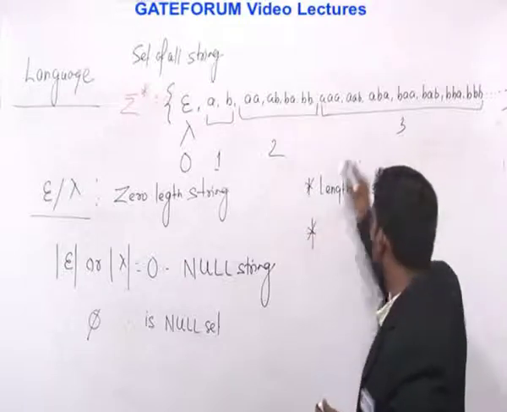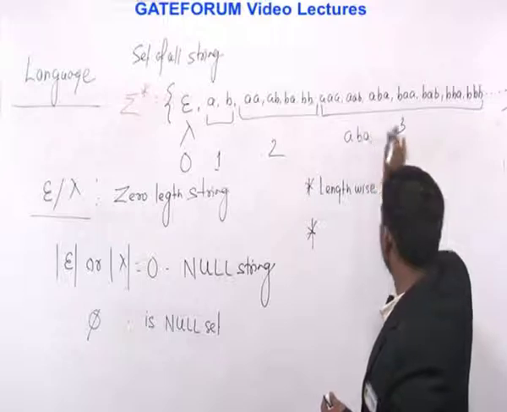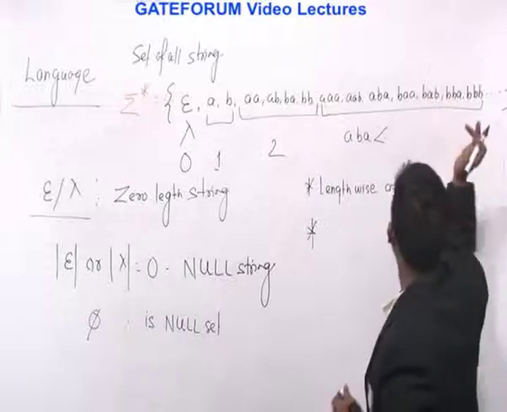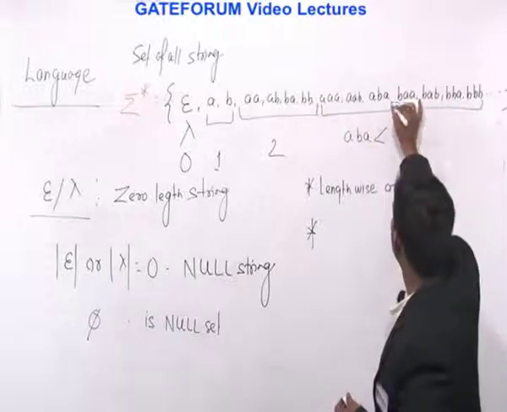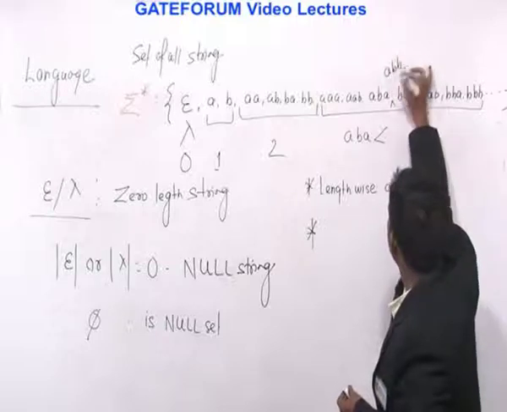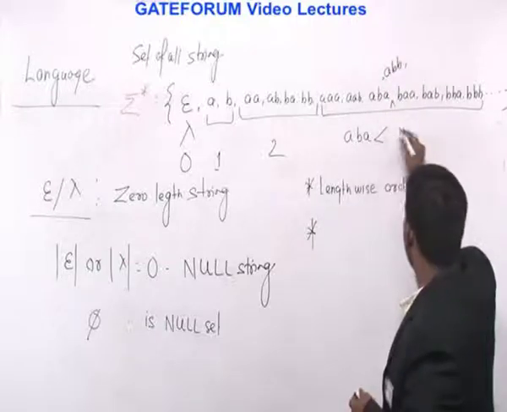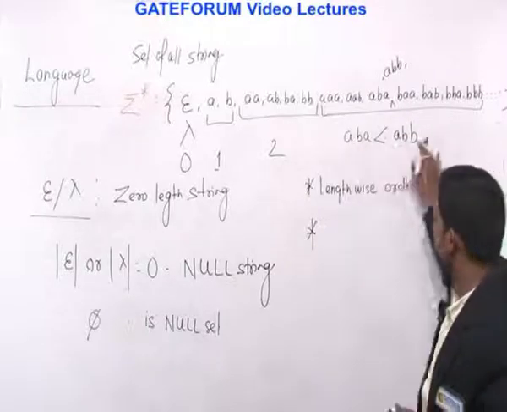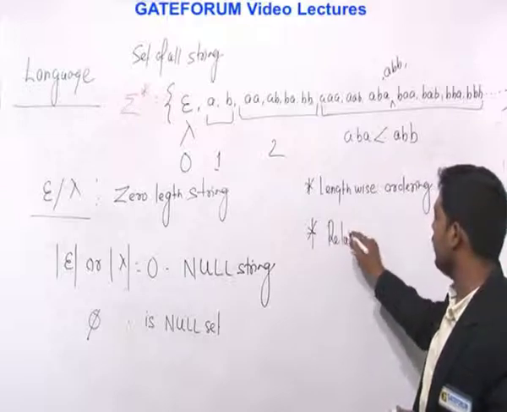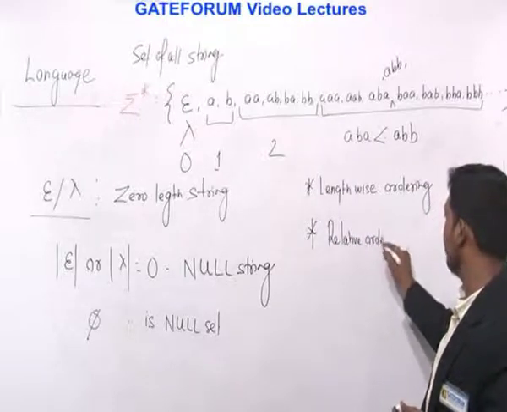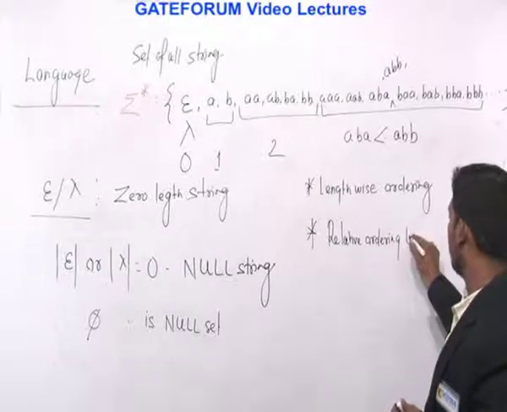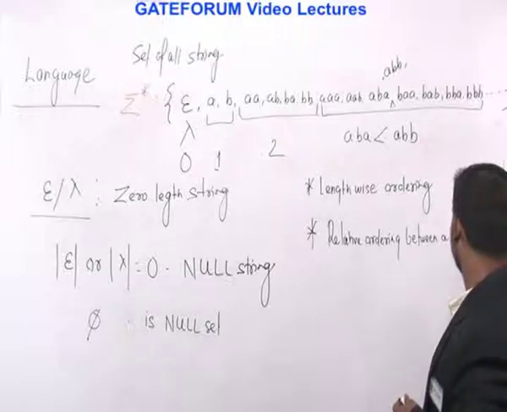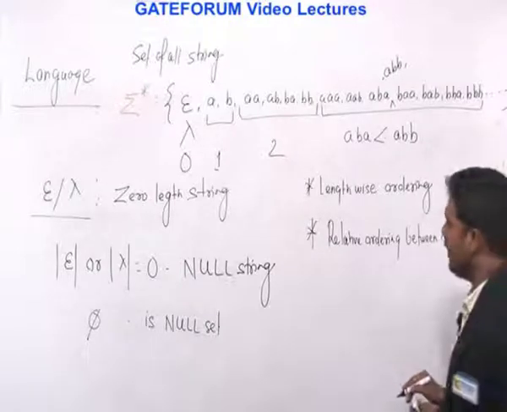The second thing is, I have written ABA before ABB. Okay, I missed one thing here: ABB. So I've written ABA before ABB. I am also maintaining relative ordering between alphabets. So I maintain both things: a lengthwise ordering and a relative ordering between alphabets.